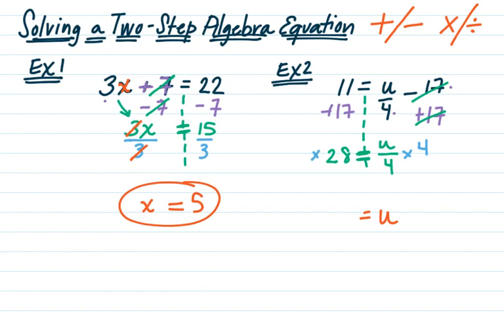We do that on both sides. And then here, 4 divided by 4 is just 1, so there's no need to write it. We're left with just the U all alone. And 4 times 28 is 112. So that's the solution of example 2.